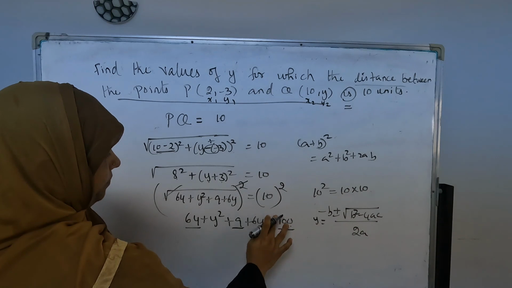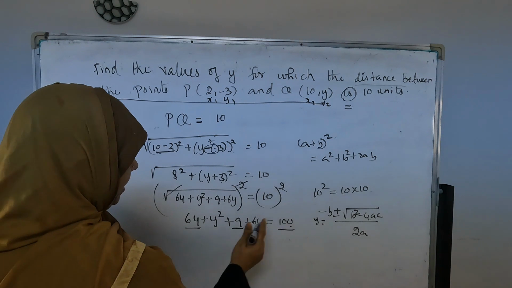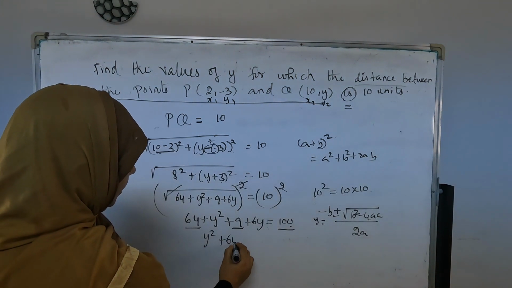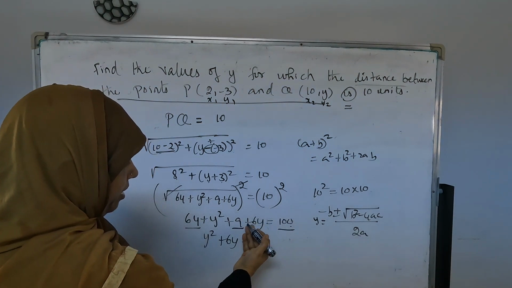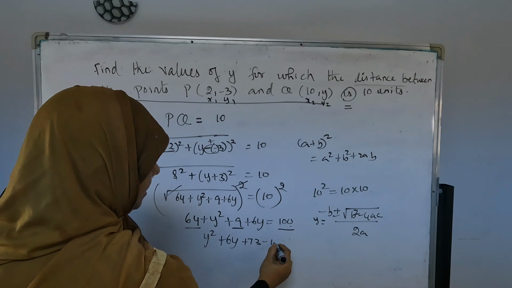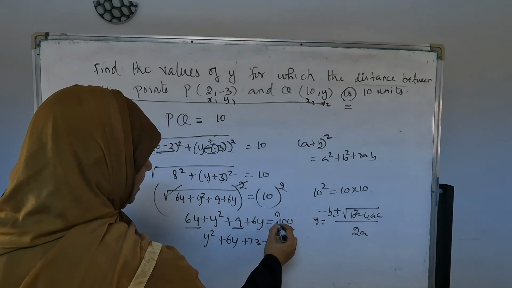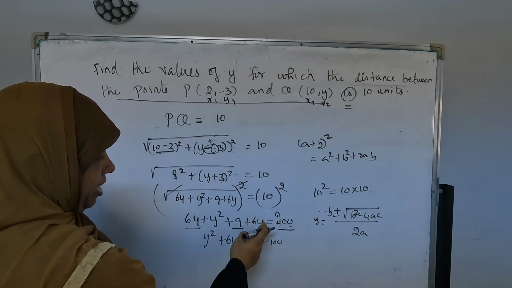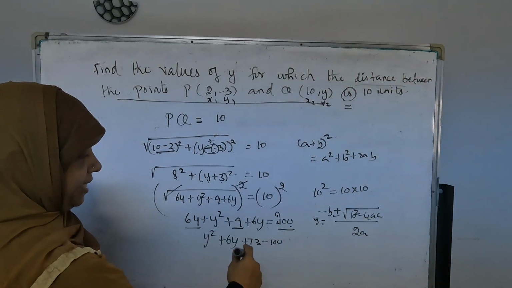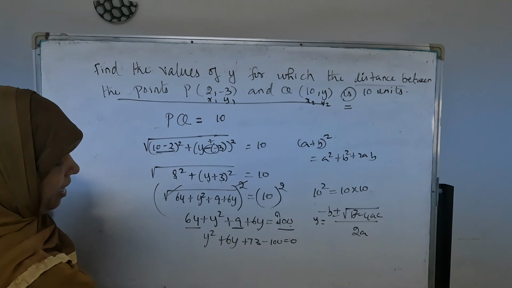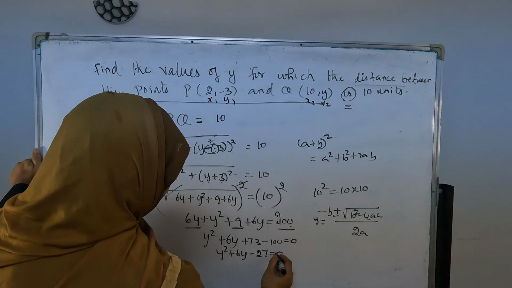Now bring this 100 to this side. The like terms are 64, 9 and 100, so write all the like terms. 64 plus 9 is 73. And this 100 we are bringing to this side, which means it will be minus 100, because on the front side the 100 has no symbol, so it is plus. When bringing it across the equals sign, it becomes minus, so minus 100. Now y square plus 6y minus 27 equal to 0.